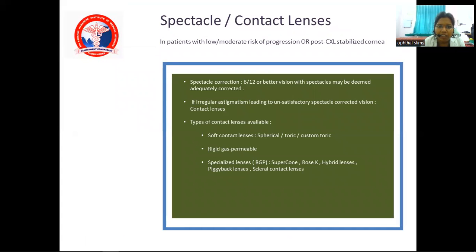So spectacle correction. If a patient has low or moderate risk of progression or a post-CXL stabilized cornea, spectacle correction of 6/12 or better vision with spectacles may be deemed adequately corrected. If irregular astigmatism leads to unsatisfactory spectacle-corrected vision, we have to go for contact lenses. The types of contact lenses available are soft contact lenses, which are spherical, toric, or custom toric, or rigid gas permeable contact lenses. And there can be specialized contact lenses like supercone, Rose K, hybrid lenses, piggyback lenses, or scleral contact lenses.